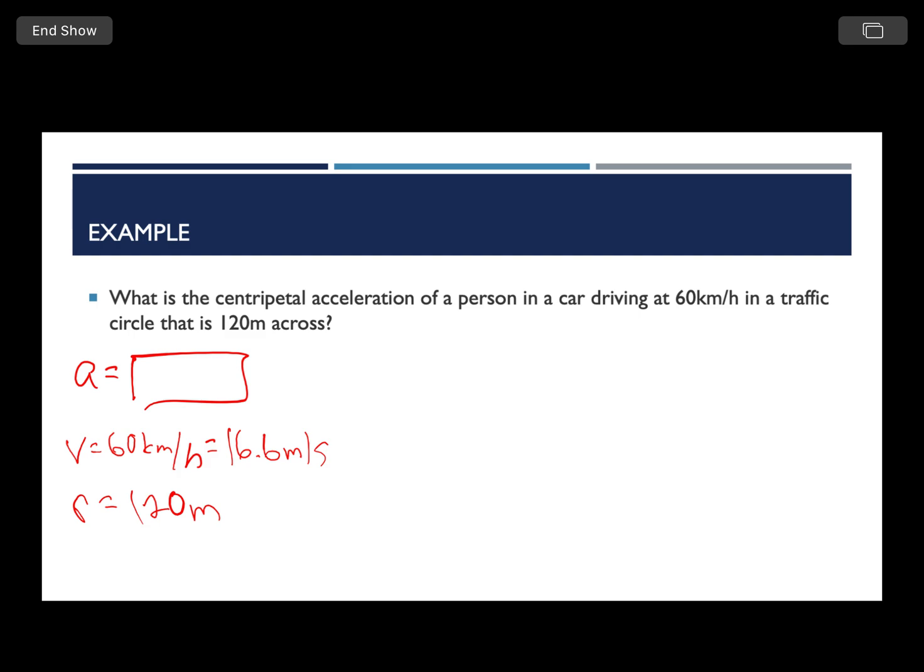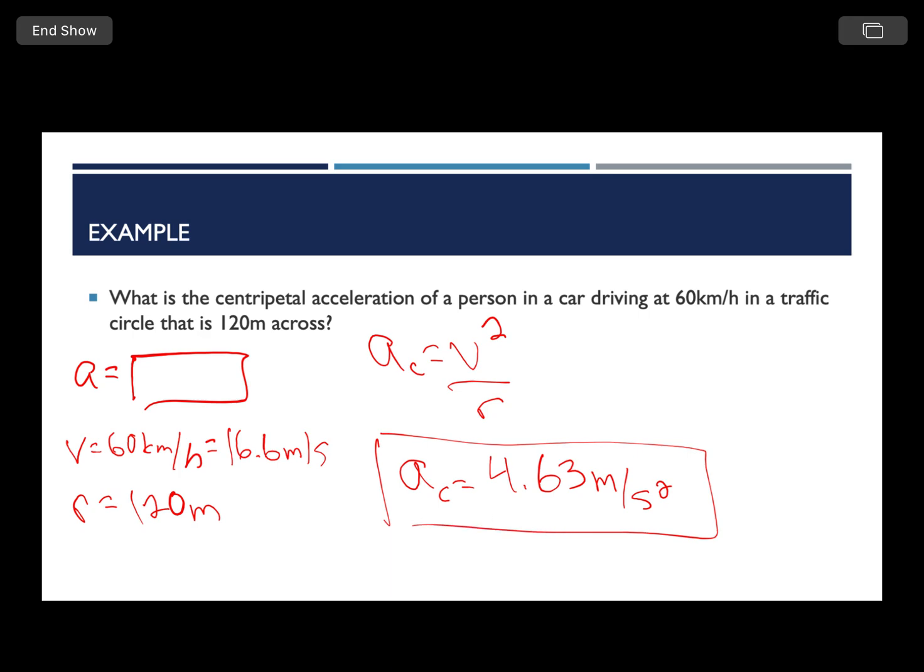Okay, so let's use our formula here. Centripetal acceleration is equal to v squared over r. Okay, so why don't you substitute things in and simplify. I got 4.63 meters per second squared.